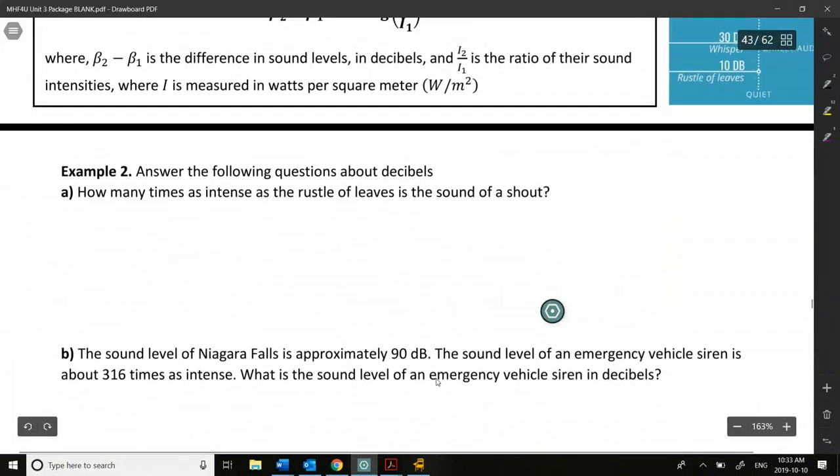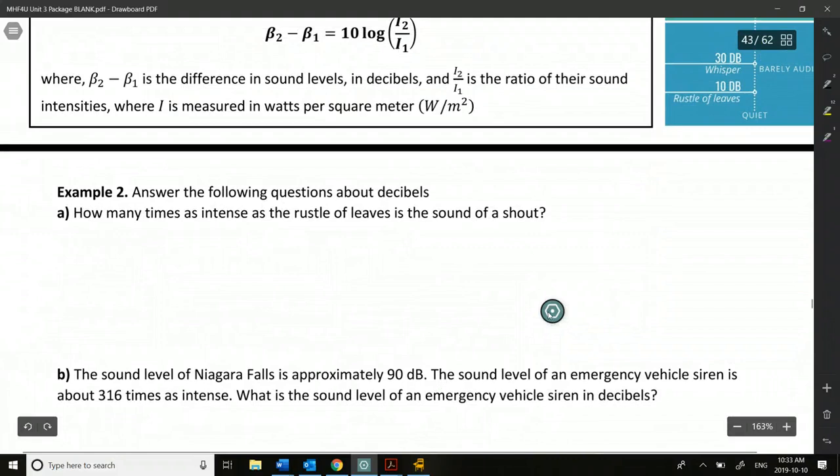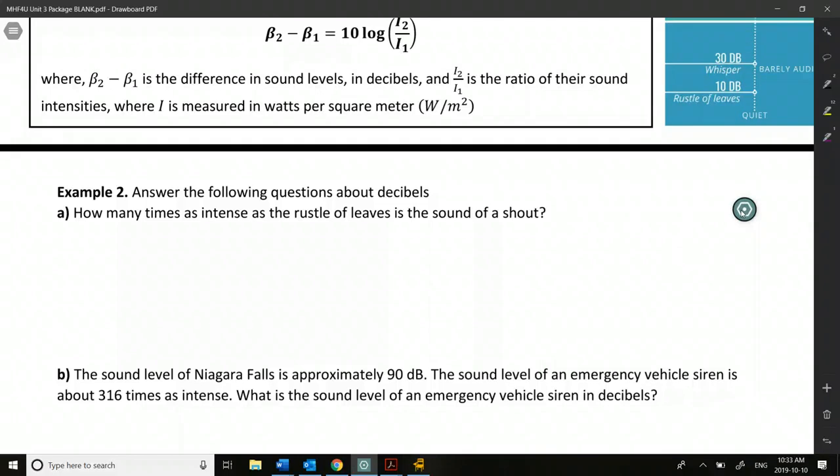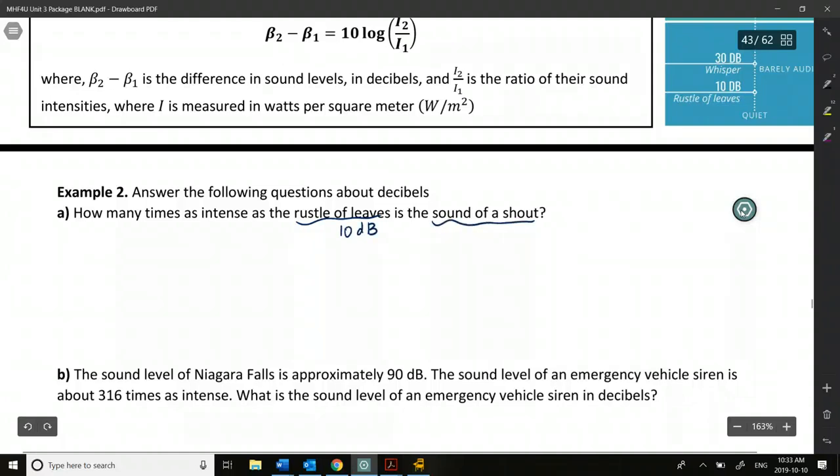Okay, a couple examples of this. How many times as intense as the rustle of leaves is the sound of a shout? If you look at your chart, the rustle of leaves is 10 decibels. You can see it right there. Will you ever give us something that's not on the chart? If I do, I'll have to give you the decibel level in the question.